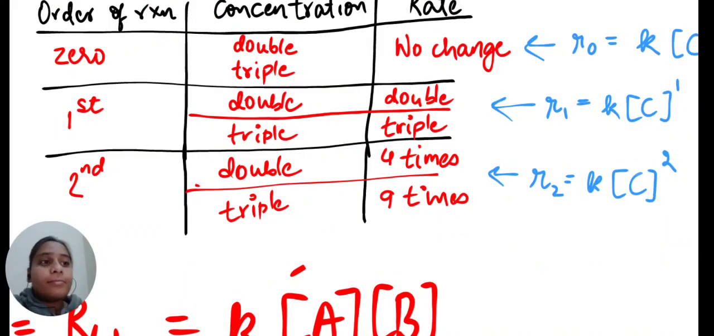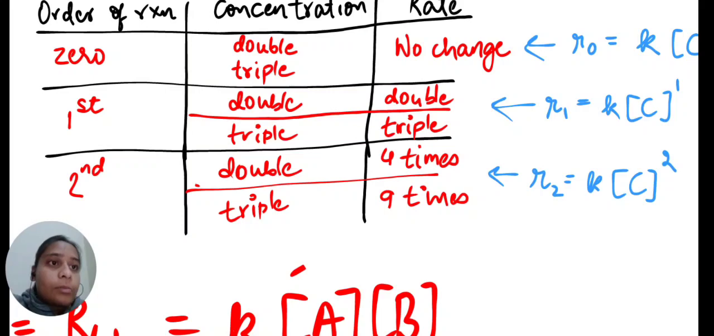But in case of second order reaction, if we double the concentration of the reactant, it will square. It will be square of the concentration. So, if we double the concentration, then rate will be 4 times. If we triple the concentration, rate will be 9 times. Similarly, if we take 4 times the concentration, then the rate will be 16 times increased.